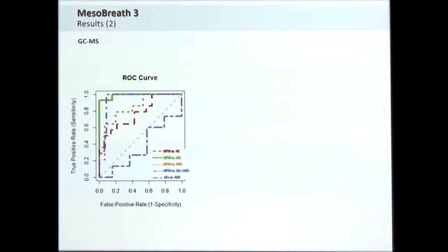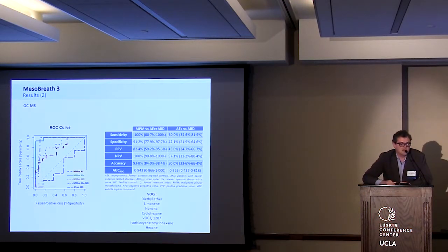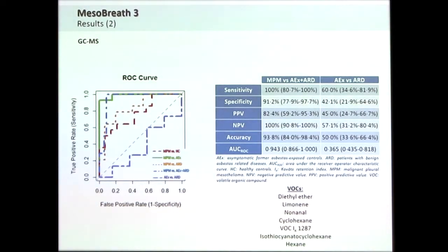This is the green line. And the discrimination has 100% sensitivity and negative predictive value and 94% accuracy. What was intriguing to see is that there were 7 compounds selected, but one of those, again, the cyclohexane, pops up, which was also found in the previous study that has been done before.